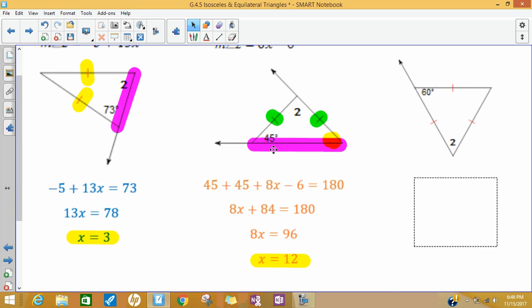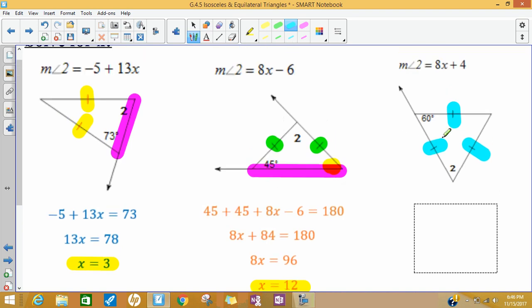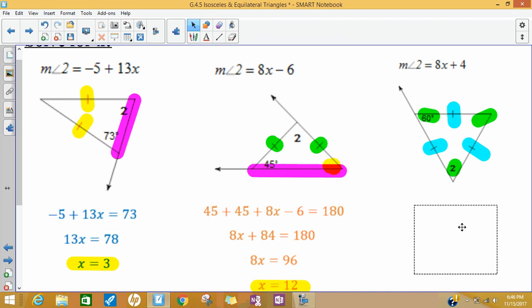So it's very important to locate the base of the isosceles triangle, and the two angles that touch the base are the ones that are equal to each other. In my last picture, I have three sides that are the same. And so that makes this an equilateral triangle, meaning that all of these angles in the triangle should be equal to 60. So since angle 2 is x plus 4, and angle 2 is supposed to be 60 degrees, we set those two things equal to each other. And we can solve that equation to get that x is 7.